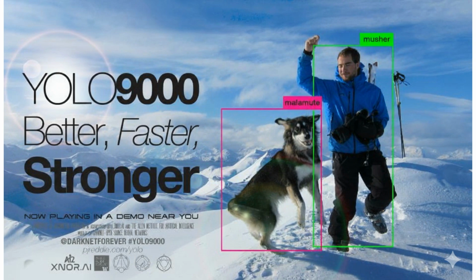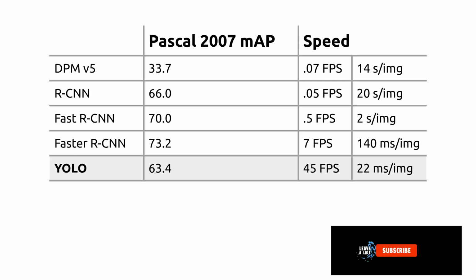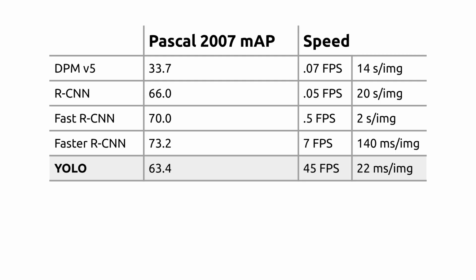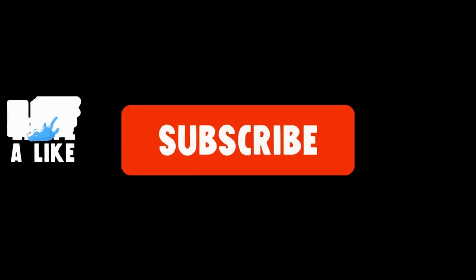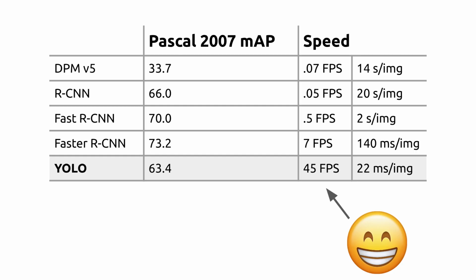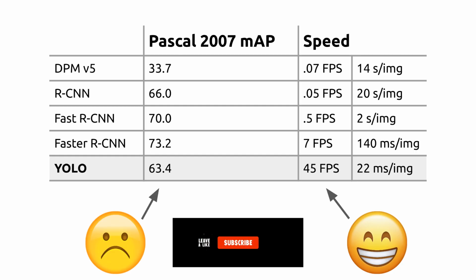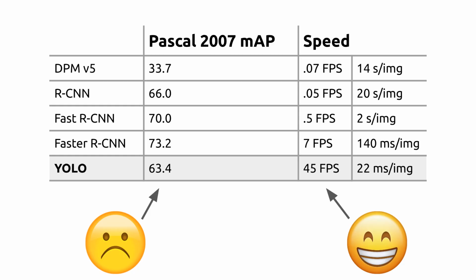This video introduces Yolo 9000, which aims to be better, faster, and stronger in object detection. The initial Yolo model provided a good balance of speed and mean average precision, or MAP, compared to other detection methods. Yolo's speed at 45 frames per second was a major advantage, significantly faster than R-CNN and Fast R-CNN methods. However, Yolo's MAP of 63.4 was lower than other state-of-the-art detectors, indicating room for improvement in accuracy.